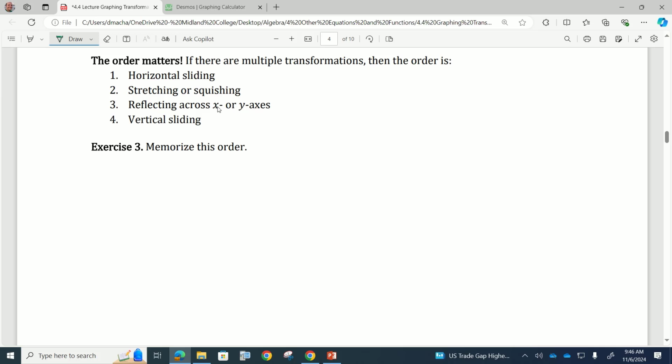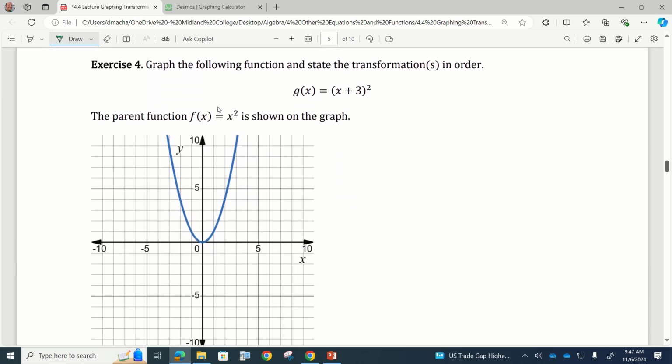Then you need to think about, am I stretching or squishing or reflecting this in any direction? And once you've taken care of that, only then should you think about moving this up or down in the vertical direction. You've got to respect the order, otherwise you'll get something different. And with respect to that order, we're going to do some examples now.